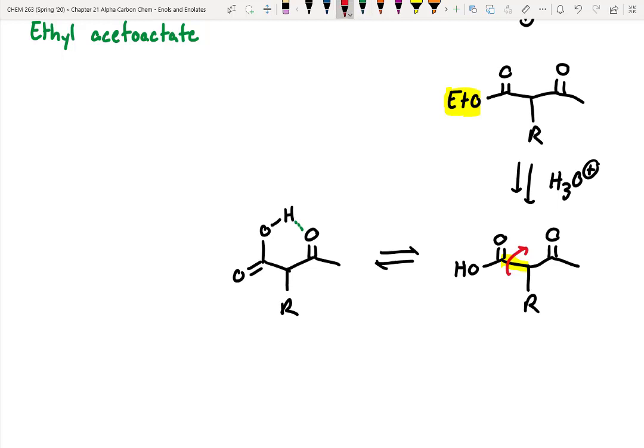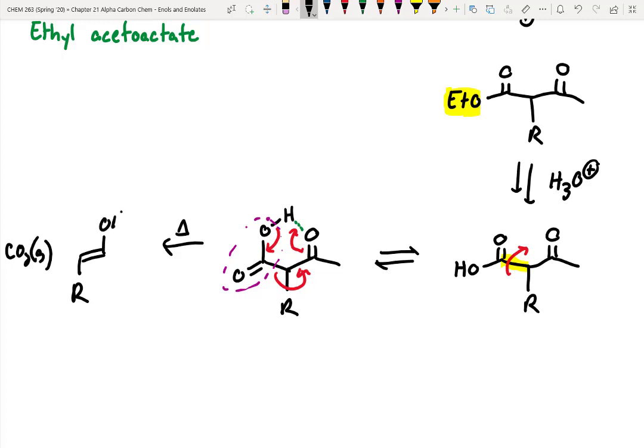And what will happen under high temperatures is we'll get a decarboxylation to occur. And what that means is that this carbonyl is going to steal that proton. This bond is going to jump down, and then that bond's going to jump over. And this whole group, the CO2 right here, is going to get kicked off in the process. So we're going to get CO2 gas that will bubble out of solution. And then we'll end up with this enol.